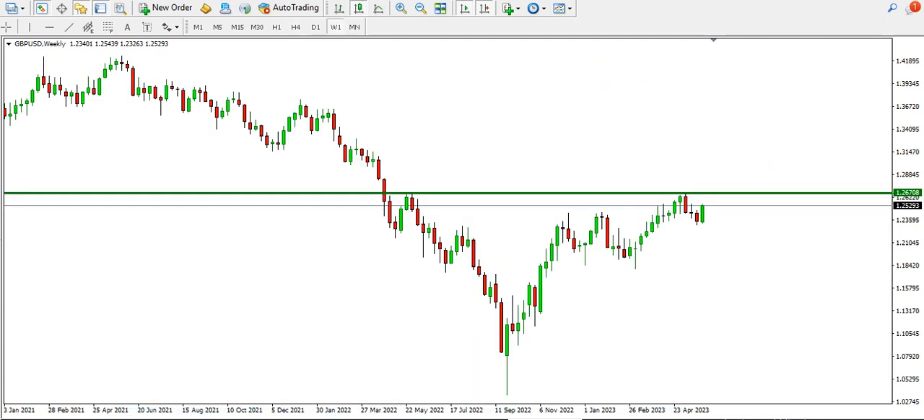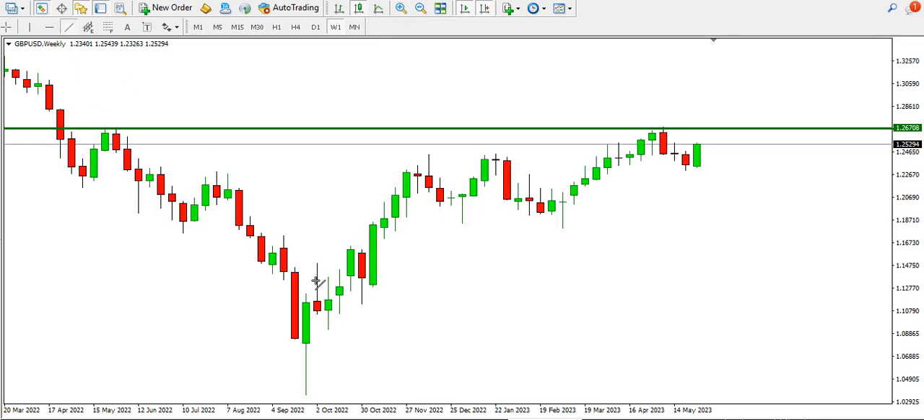For GBPUSD on the weekly time frame, the price of GBPUSD on the weekly time frame shows that cable is still bullish. Okay, we have this low around here, we have this high, higher low, higher high, then we have this low, we have this higher high. So that's still bullish. And if we look at what has happened around here on the left side, price is trying to repeat what has happened there.